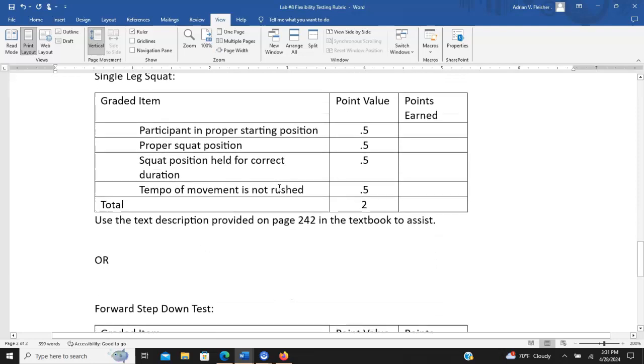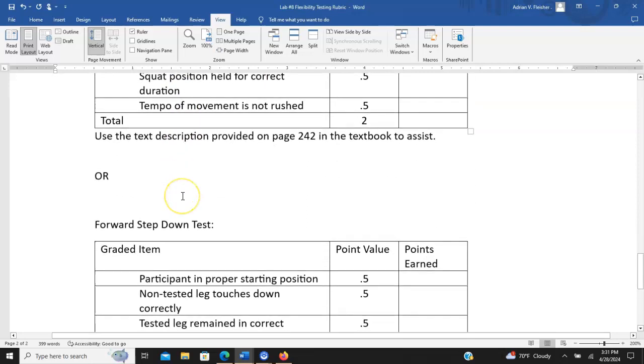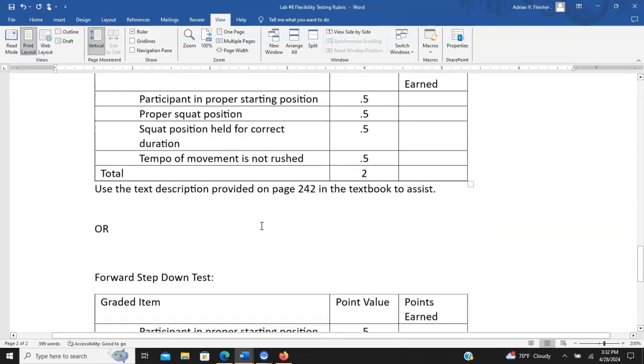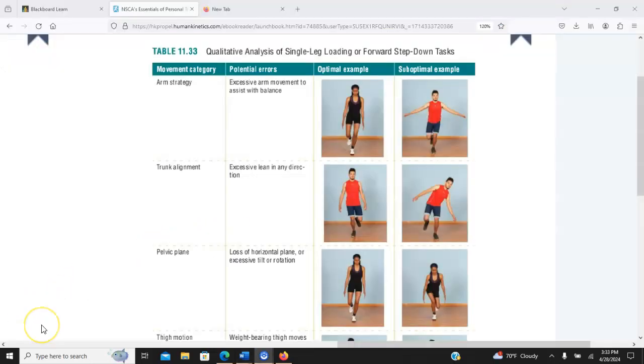When you get into the single leg squat or the forward step down test, here's what happens. If your client or participant cannot do the single leg squat, then you're going to have them do the forward step down test. It's either or with this one. You're now going to evaluate their movement based off of a table provided on page 243, which I'll show in a second. That table is going to be used for either test. So for example, when you use this table, it's either going to be a plus or a minus.